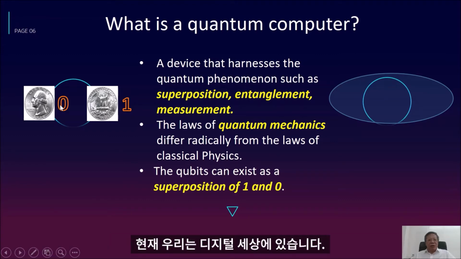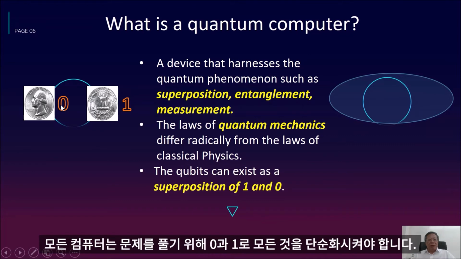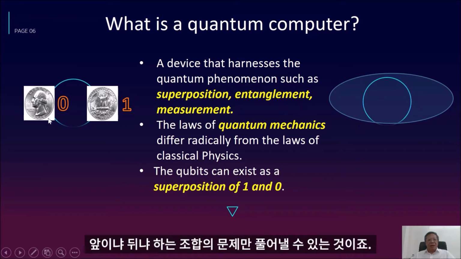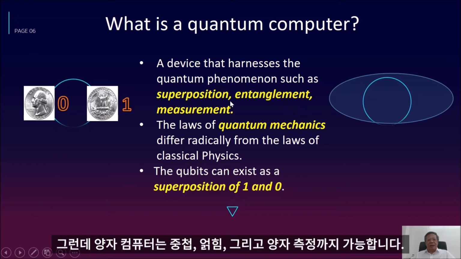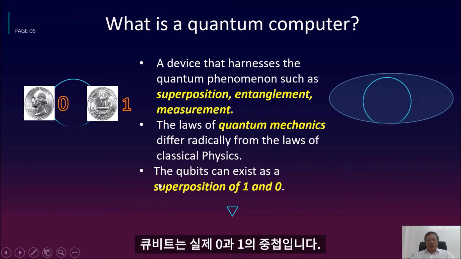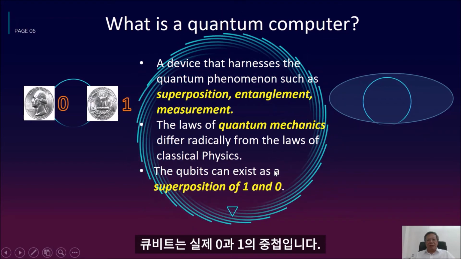However, if you want to know in a very naive way, you can think in this way. Right now we are in a digital world. The whole computer actually only solved the problem simplified by 0 and 1. If you consider heads as a 0 and tails as a 1, then you can only solve things with a head or tail combination. However, for quantum science, we have superposition, entanglement, and quantum measurement, things that could never be imagined in the classical world. And so the qubit is a superposition of 1 and 0.